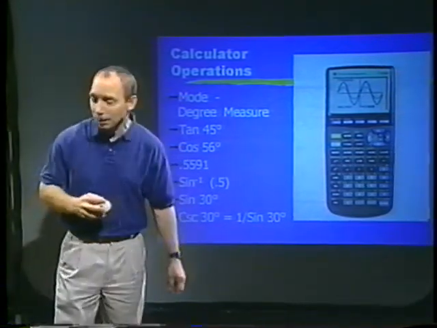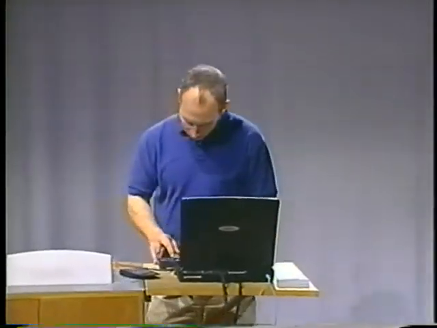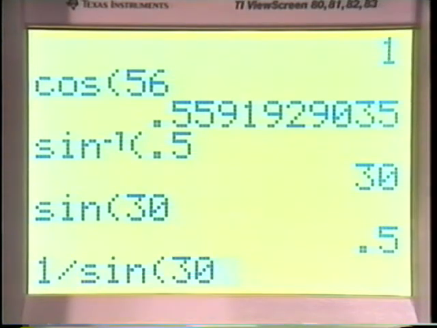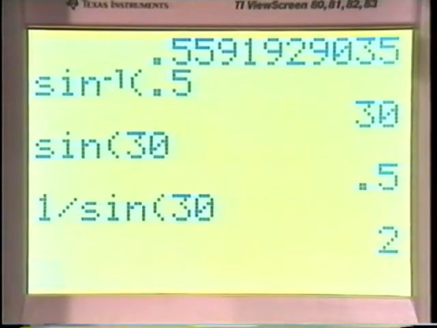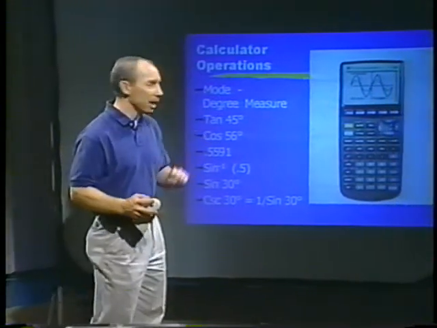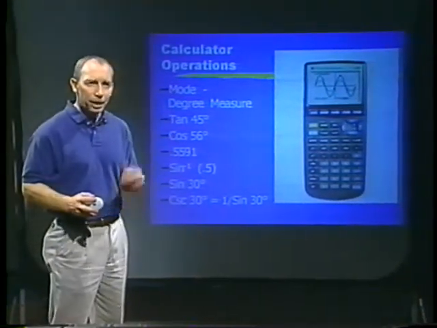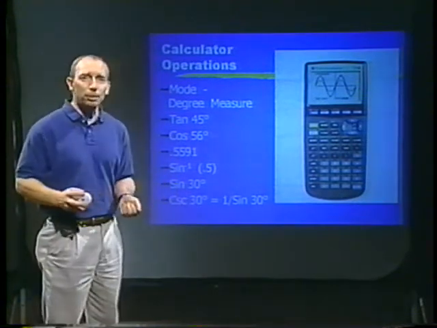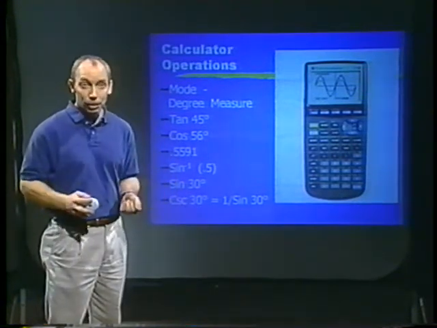Let's try it in the calculator. I'll hit 1 divided by, now I can hit the sine of 30 degrees, and hit enter, and guess what? The cosecant of 30 degrees is 2. So those are the basic functions, at least for right now, I'm going to need you to be able to do. How to take a function, how to take an inverse function, and how to take what we'll call a reciprocal function, like cosecant, one that there is no button for.